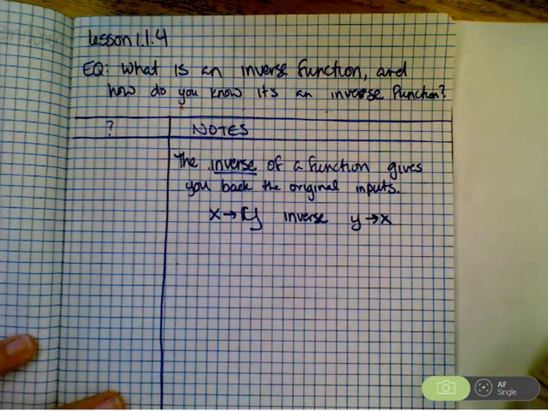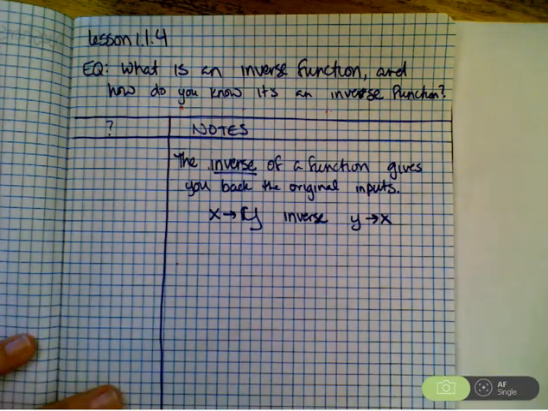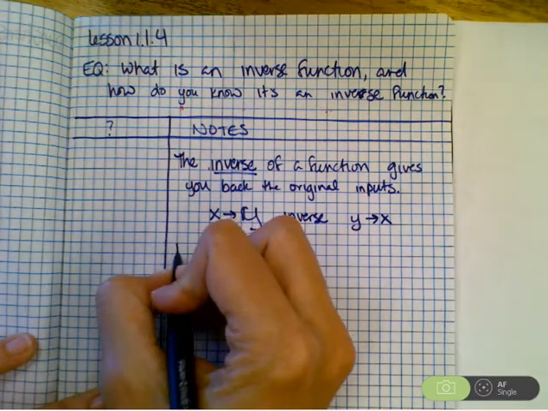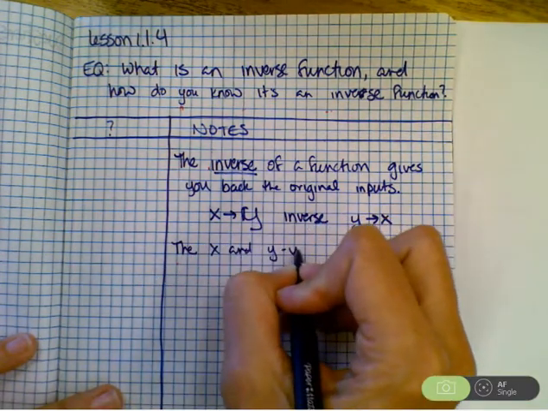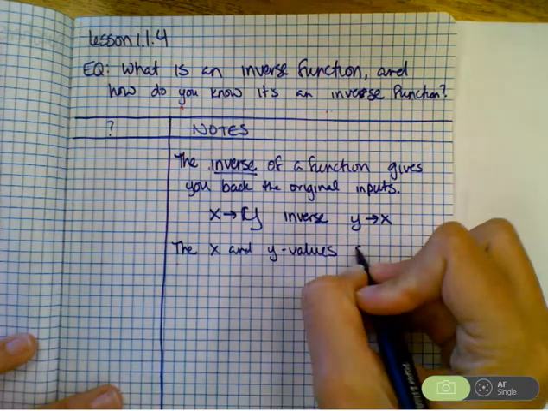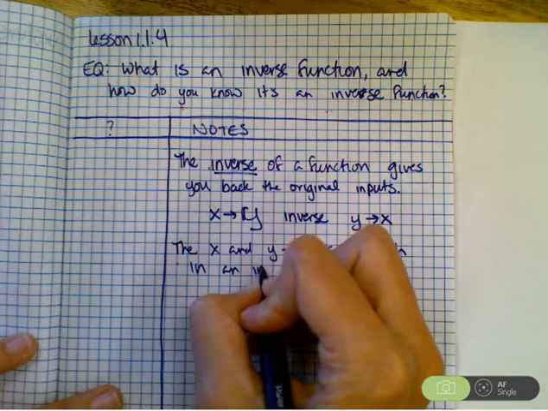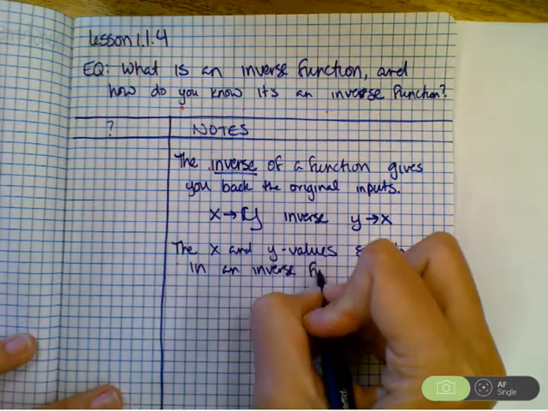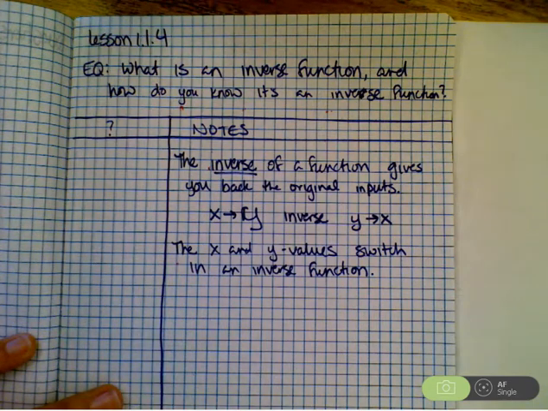If you think about that function machine you did in elementary school where you drop something in on one side and it comes out, the inverse is like you're going back the other way. So the important thing is that the x and y values switch positions in an inverse function. And that works whether you have a bunch of points, a table, or a graph. It just shows up slightly differently in all of them.